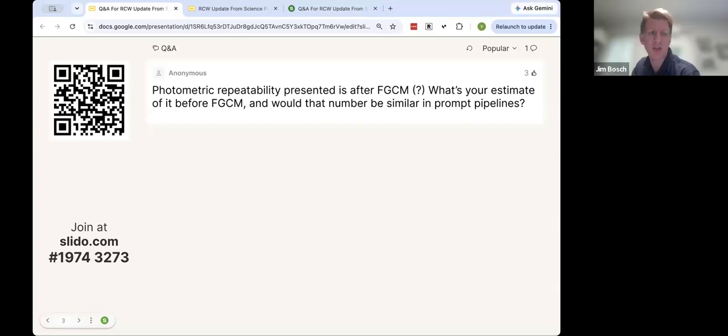And that before-FGCM number is what I would accept for prompt right now. In the long run, because we'll have templates and reference catalogs built from our own data, prompt should get better and get closer to FGCM, because it's one new image on top of a whole bunch of FGCM's reference catalog that goes very deep. But that's not where we're at right now.